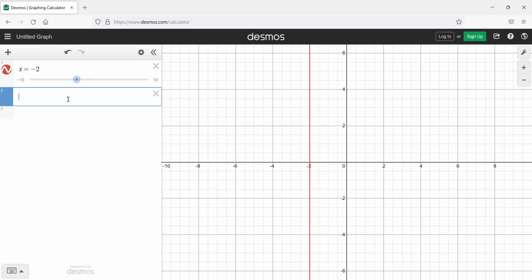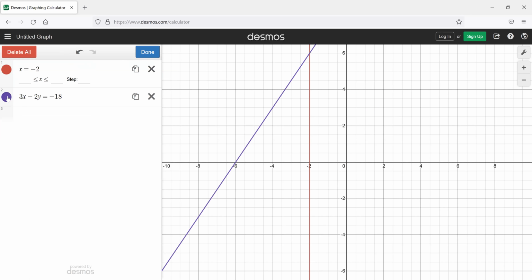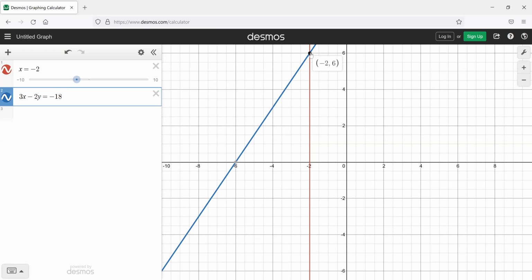All right, and now the other is 3x minus 2y equals -18. What color is your line? Blue, and it looks exactly like yours. Okay, now if you click right there where they overlap, does it say -6? Great, excellent. That was weird, but that's okay.